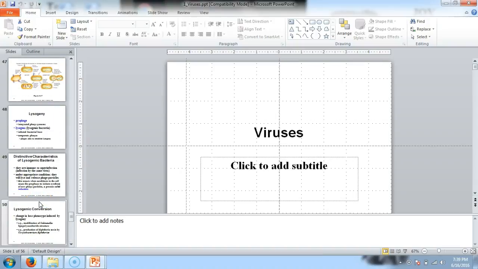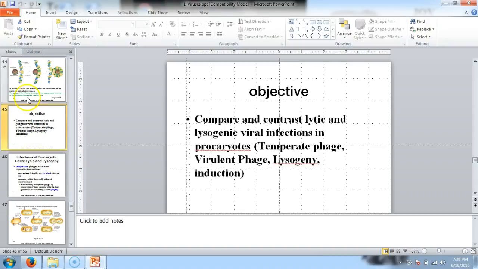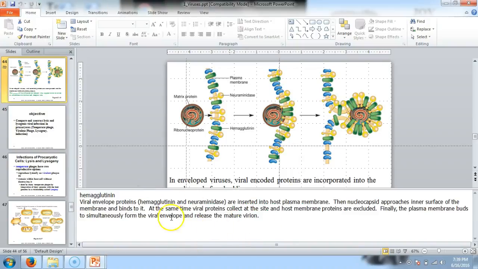So where we stopped last time is right about here. We were talking about influenza, and remember I told you sometimes I have the notes in the notes section, right?